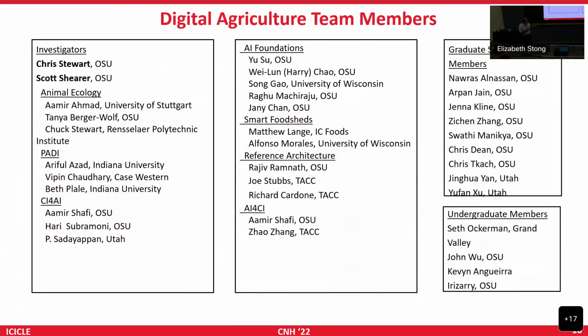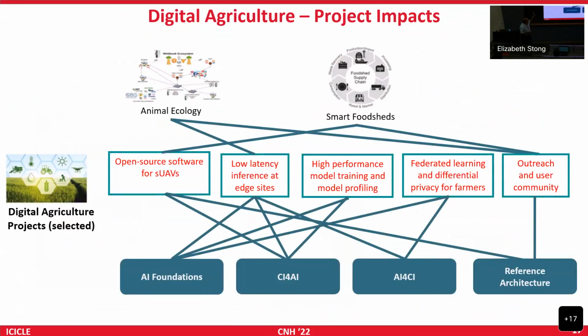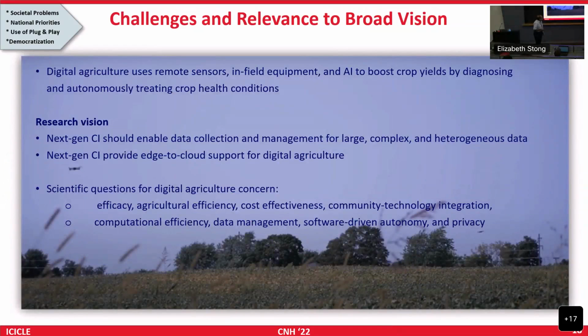I'll just take one example. Take digital agriculture itself: there is a lot of cross coordination between all these different universities, the students, staff from all the different thrusts. Just in digital agriculture, we started this project on November 1st. So we've just finished 9 months. It will be a 5 year project. But inside that, we are developing open source software for unmanned aerial vehicles, low latency inference at edge sites, high performance model training, model profiling, federated learning, and how to push these things to the end users.